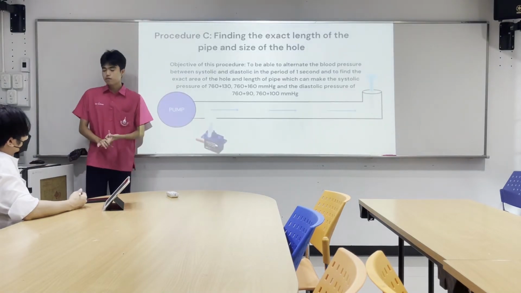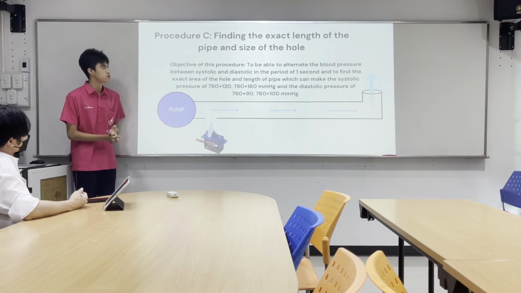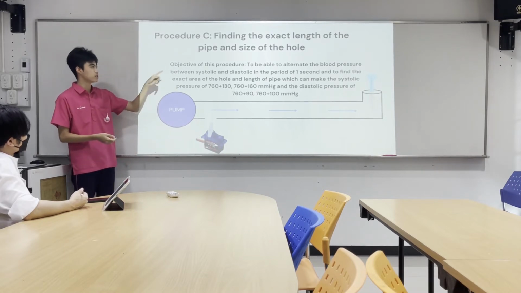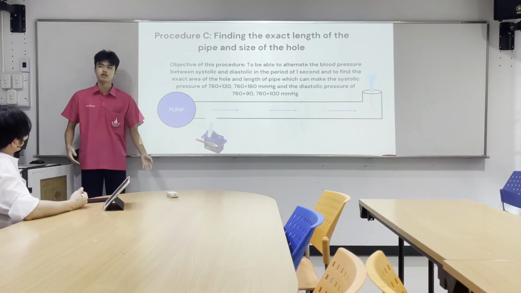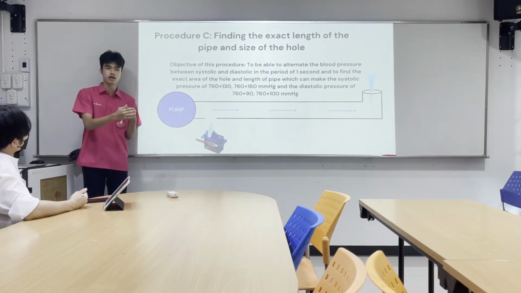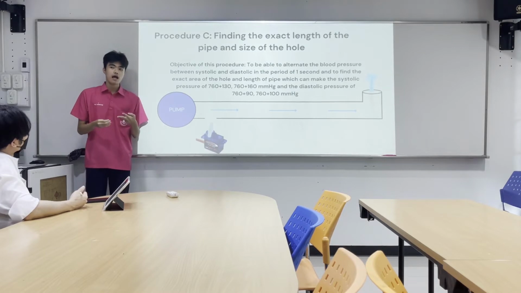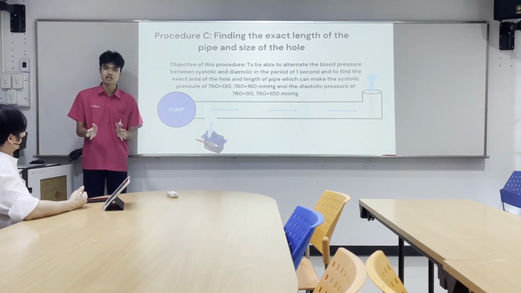Okay, now procedure C. I said that I have to alternate between systolic and diastolic pressure. The objective of this procedure is to alternate the blood pressure between systolic and diastolic. When you go to the hospital, the doctor or nurse will check your pressure, right? A machine squeezes your arm and gives you two values. The upper value is systolic and the lower value is diastolic. Fun fact: the systolic and diastolic values you get are not the real pressure, they are gauge pressure.